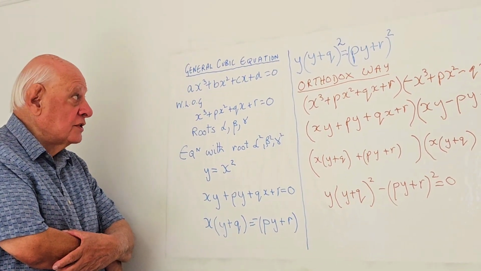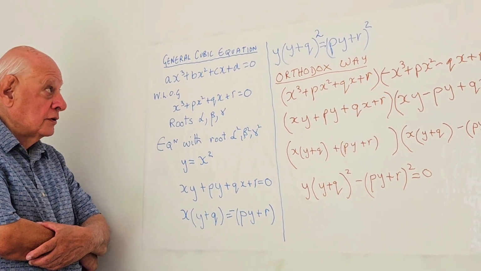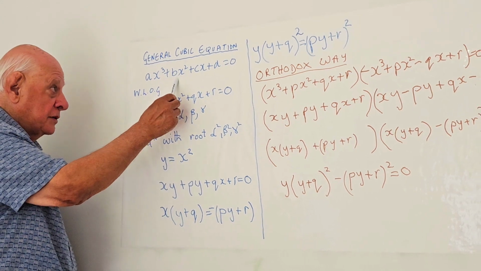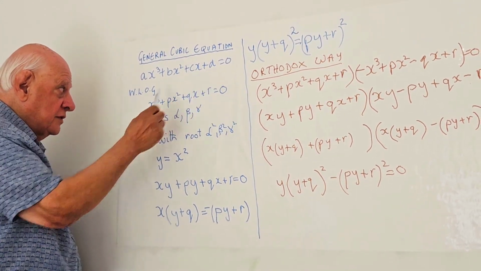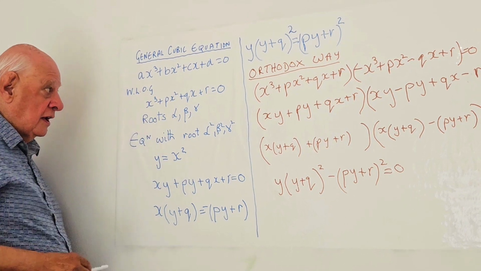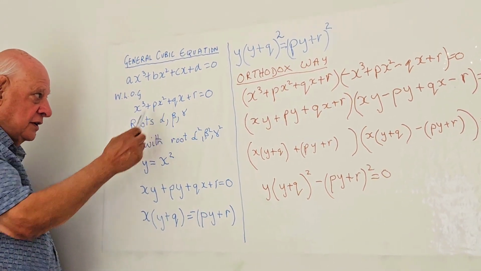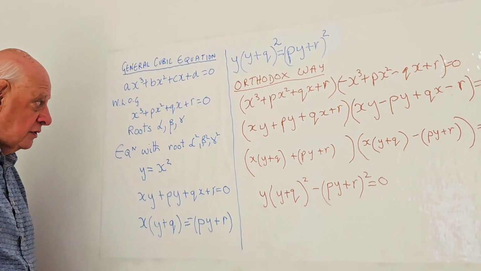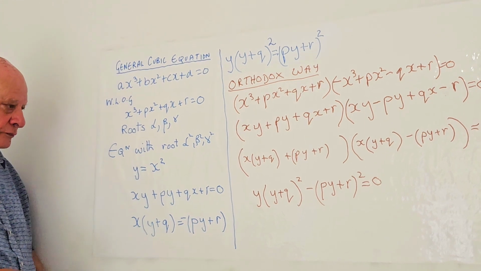I've had a few words about the general quadratic equation, and I want to move on to the general cubic equation, which can be written down as ax cubed plus bx squared plus cx plus d is 0. But without loss of generality, we can divide through by a and get this expression here, x cubed plus px squared plus qx plus r is 0. And we'll say that the roots are alpha, beta, and gamma.